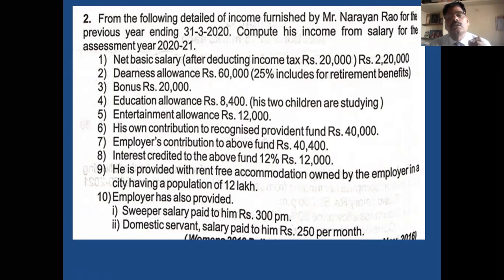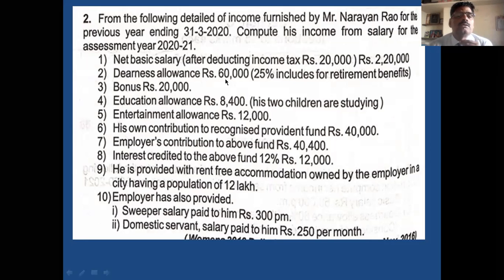Whatever deductions they made in the salary income, it may be income tax, life insurance premium, loan amount, or any other type of deductions, all the deductions you have to add to calculate the basic salary. Basic salary is to be taken before deduction of any amount. So basic salary for the first one is 2,20,000 plus 20,000, 2,40,000 is the basic salary.